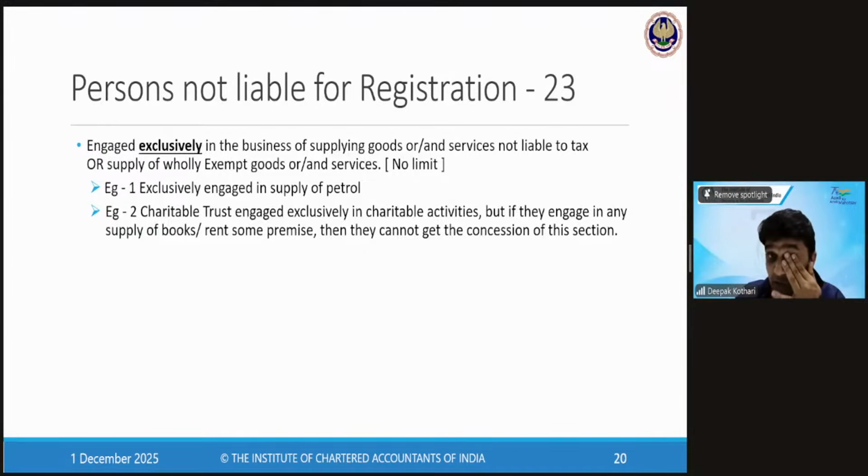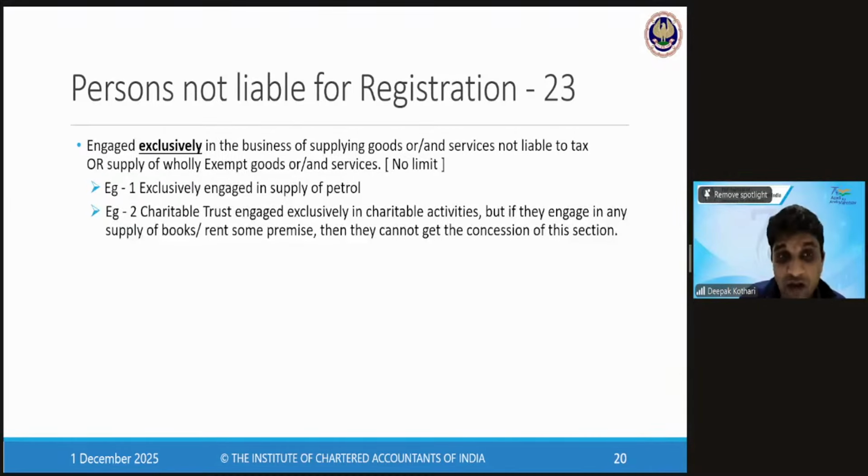And alcoholic liquor for human consumption, उसके ऊपर भी GST नहीं है. So in such situation, he will not take registration. And charitable trust, who is engaged in charitable activities, उनका भी कितना भी sales हो जाए, they don't have to register because उनके लिए exemption है.